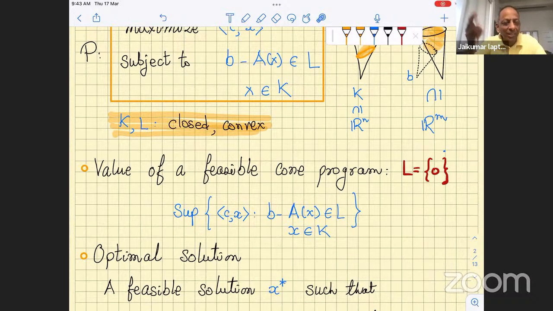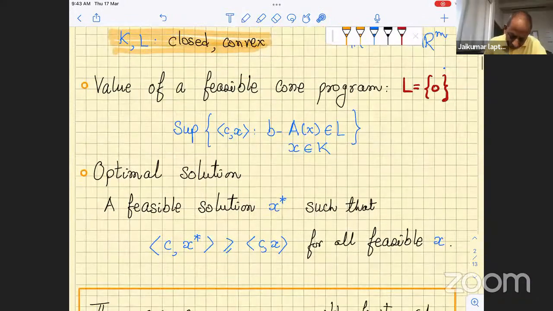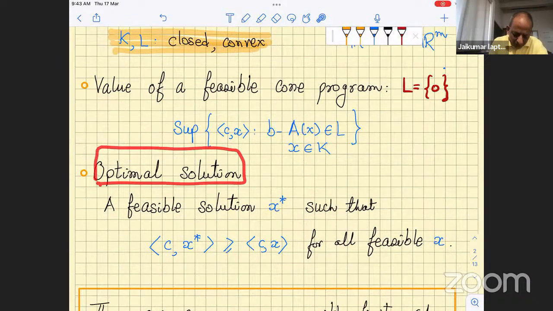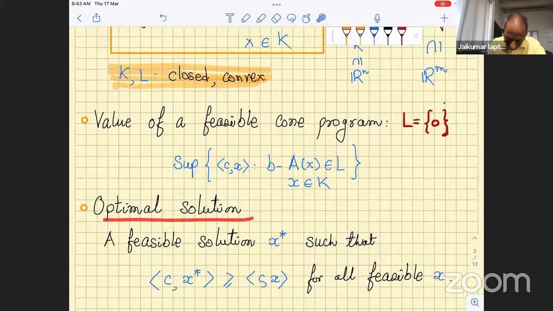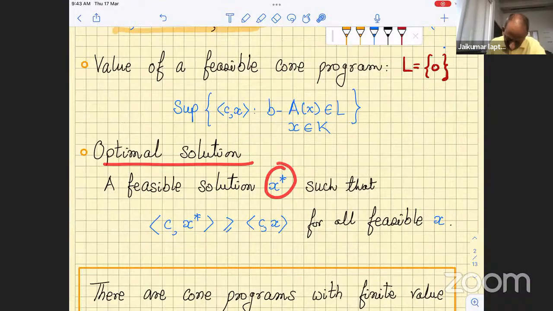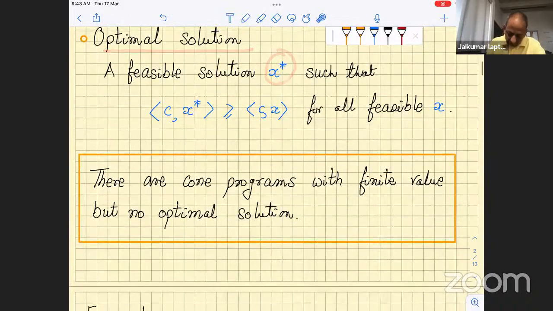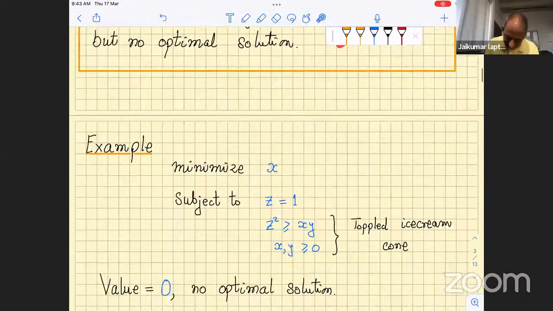So we have seen that there are semi-definite programs where there is a value which is bounded, which is finite, but it is not achieved. You can approach it, but you cannot achieve it. But if you can achieve it, then we call that particular x, whose image lies in this cone under this b minus ax transformation, an optimal solution. So as I was saying, there are cone programs with finite value but no optimal solution, and let us see an example, which is the same old example.